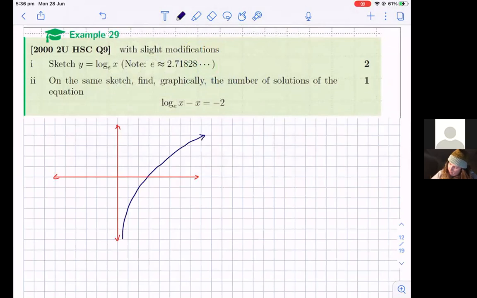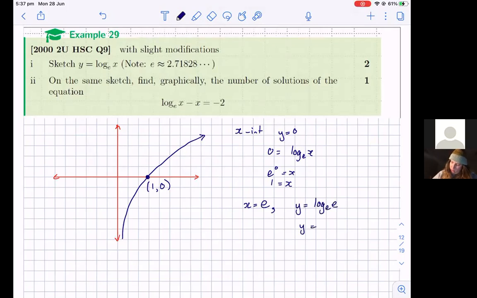Zoom. It's always going to go through the point (1, 0). Not y-intercept, x-intercept, y equals 0. 0 equals log base e of x, so e to the 0 is x, so 1 equals x, etc. And then let's put in another point. Let's put in the point x equals e. y equals log base e of e, y equals 1.